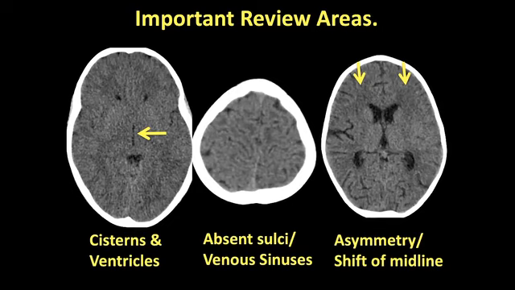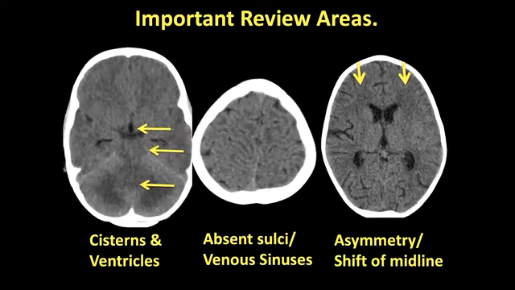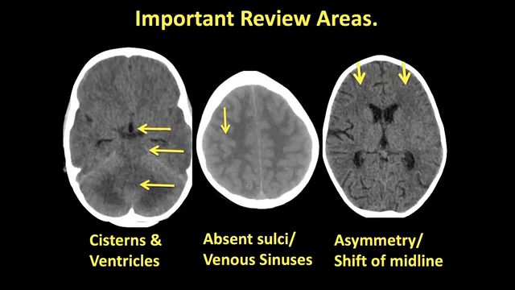So the cisterns and the ventricles, we like the third ventricle to have parallel walls, as opposed to this one where you can see the walls are becoming rounded and we're starting to see the temporal horns. And we look at the basal cisterns as well as looking at the ventricles. An important review area, particularly when you look further down and the brain looks a bit full, is to look at the vertex. Look for the presence of sulci and normal venous sinuses, because when those are absent, it's a sign of raised intracranial pressure.